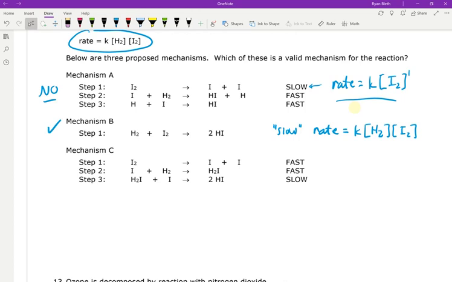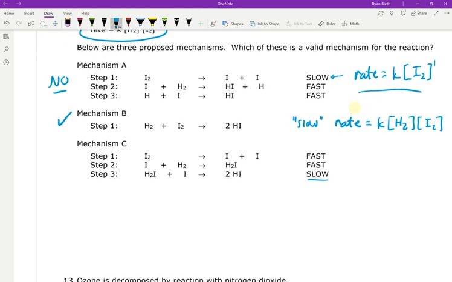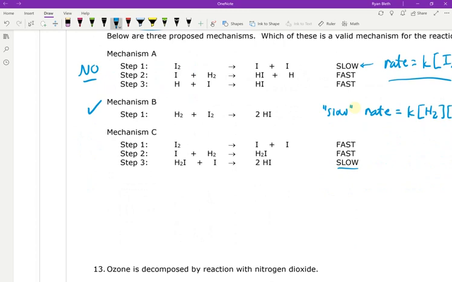And part of it's because the slow step comes last. Whenever the slow step is later in the problem, like it is in this mechanism with C, that means you're going to have to do some backtracking or some reverse engineering of this problem. And so what's that going to look like? If we take the slow step and we write the rate law expression for it, I'd have rate equals k times H2I to the first power, since there's one of those in the expression, and then one iodine here, which is also just one of those in the expression.